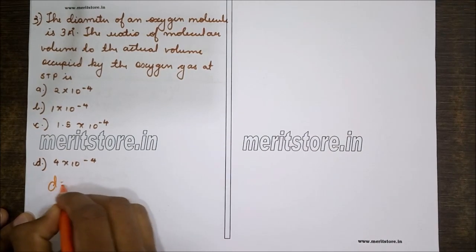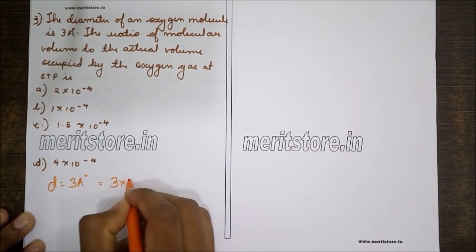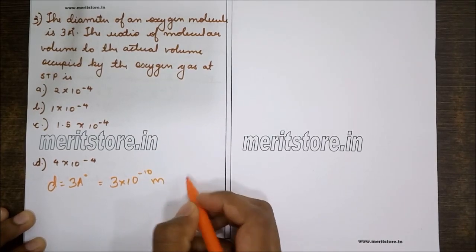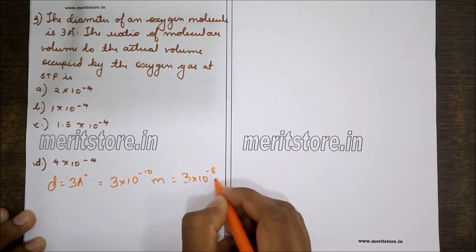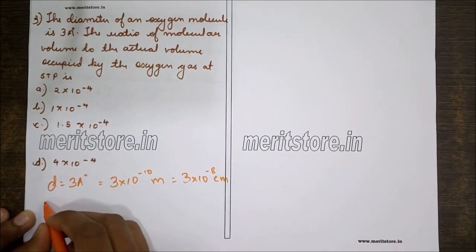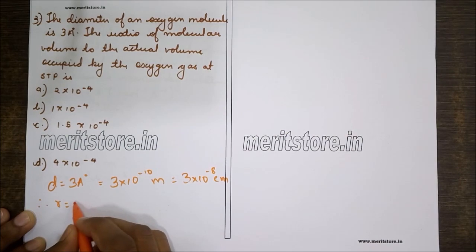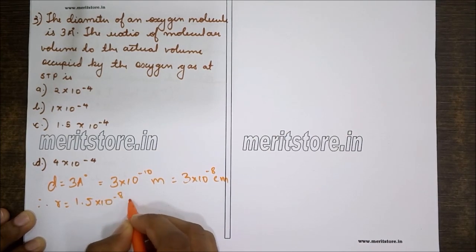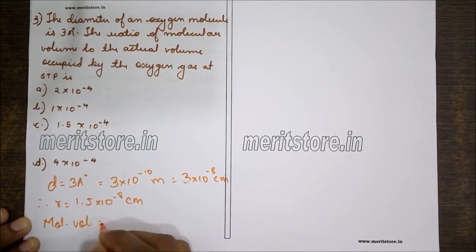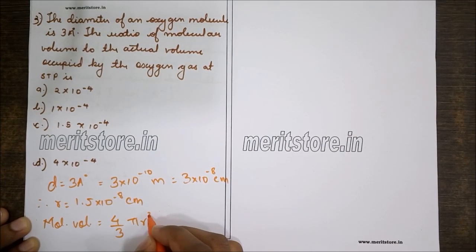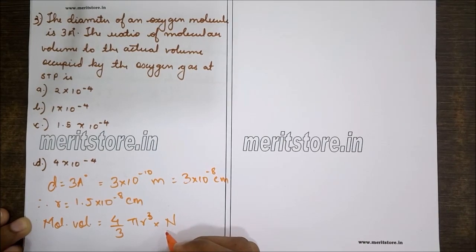Now the diameter is given as 3 angstrom, that is nothing but 3 into 10 raised to minus 10 meters. For the sake of solving, let's convert it into centimeters, so that is 3 into 10 raised to minus 8 centimeter. So this is the diameter, therefore the radius that we would get is 1.5 into 10 raised to minus 8 centimeter. So this is the radius of oxygen molecule, and the molecular volume would be nothing but 4 upon 3 pi r cube. Here we are assuming that the molecule is a sphere, so 4 upon 3 pi r cube times N. N is nothing but the Avogadro's number.